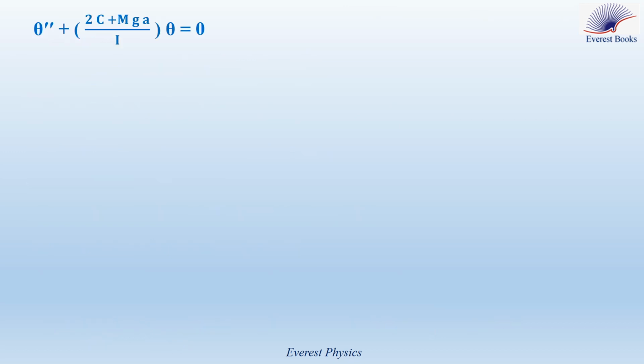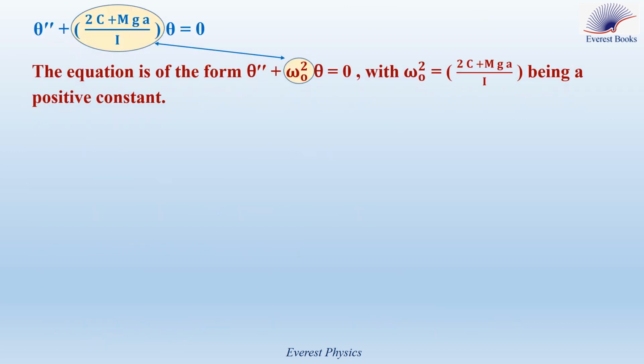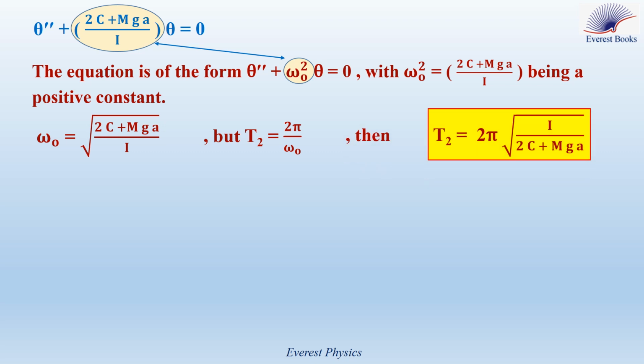Since the differential equation has the form of theta double prime plus omega 0 squared theta is equal to 0, as you see by comparing these two equations, omega 0 squared is equal to (2c plus mga) over I. Being a positive constant, omega 0 is equal to the square root of (2c plus mga) over I. But we know that the natural period is given by 2 pi over the natural angular frequency. So T2 can be given by 2 pi the square root of I over (2c plus mga).